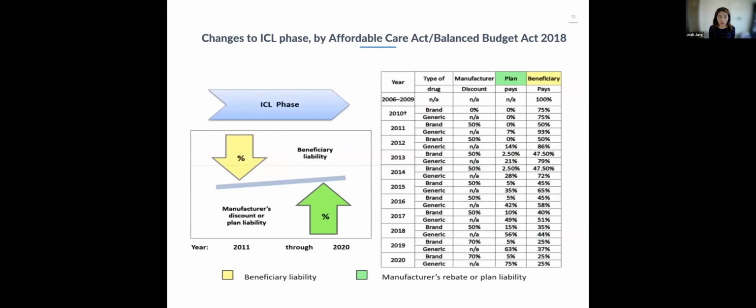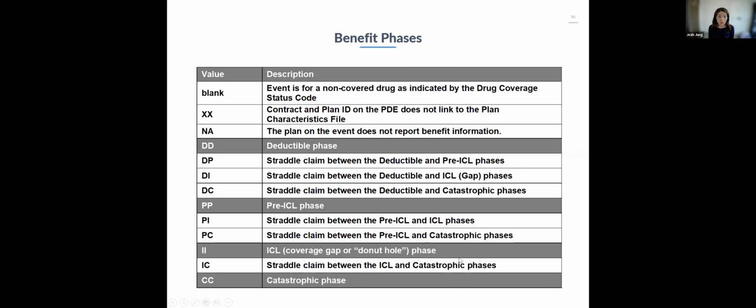This simply shows how the donut hole has been closed over time, and it differs depending on whether it's a generic or brand name drug. For generic drugs, even after the donut hole closure, 75% is covered by the Part D plan, as opposed to brand name drugs, where only 5% is covered by the Part D plan and 70% is from manufacturers. Now, these are the values that you will see in the benefit phase variable.